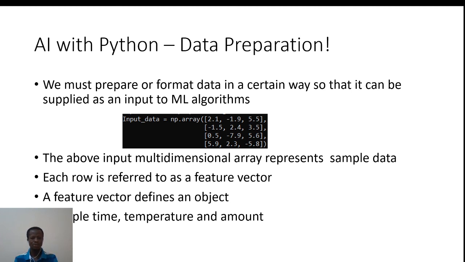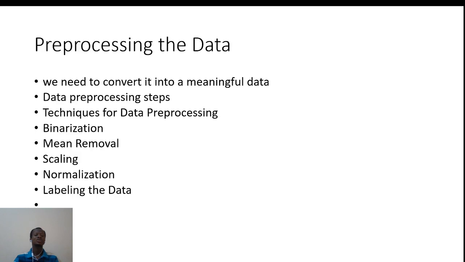So let's learn some new terminologies. The feature vector defines an object. Are you okay? Examples: time, temperature, amount. Let's say time, temperature, and amount can combine for me to determine that a room is too hot or something like that. Then the feature vector in this data set now makes sense. And with this input data, I can now begin to do some calculations and make some decisions. The computer can make some decisions. So it's all about data. AI is all about data.